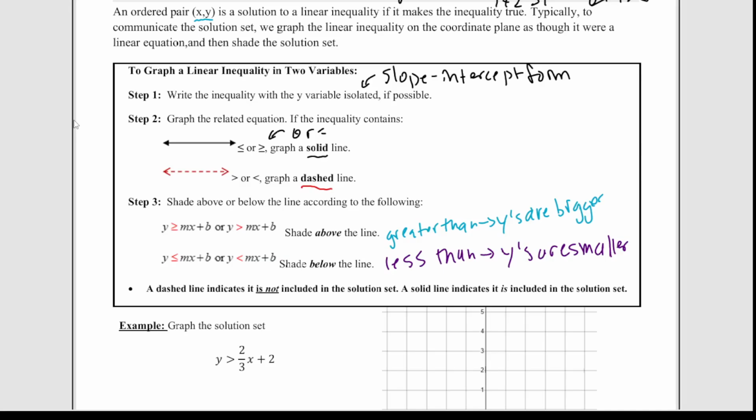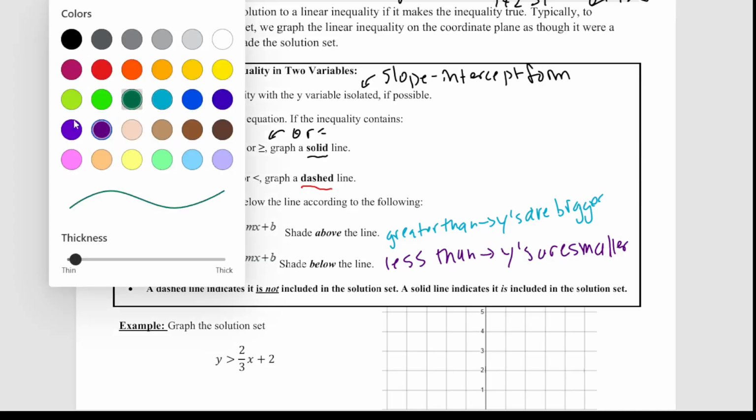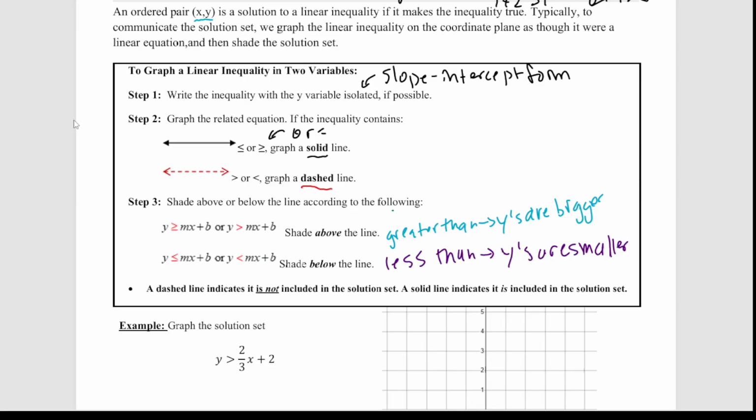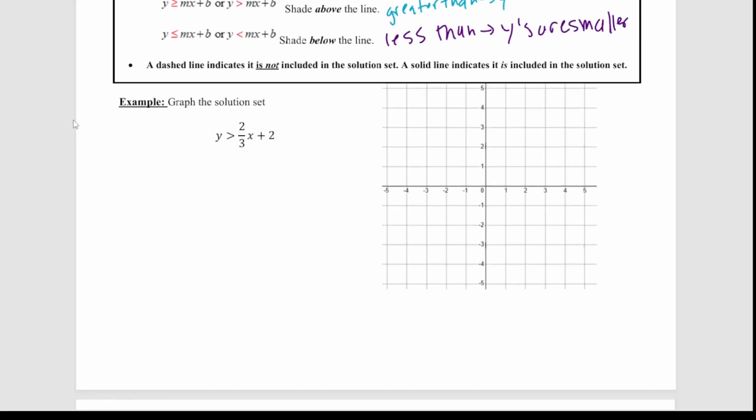Now, another thing that I think is an alternative method to step 3 that is even more reliable is to do a testing point and shade accordingly. By that, I mean actually plug in a point in one of the regions that's not on the line itself, and then see, did that make the inequality true? If so, that's the region you want to shade. If not, it's not the region you want to shade. So let's actually do a concrete example here.